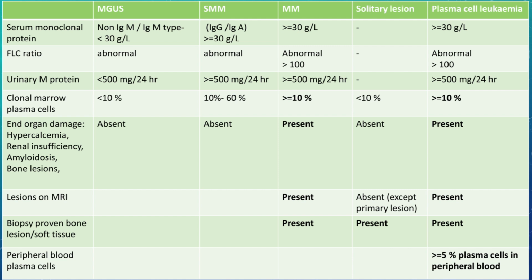Lesions on MRI are absent except for the primary lesion, and a biopsy proven bone lesion or soft tissue lesion is present. In plasma cell leukemia, all the criteria of multiple myeloma are present, plus there are more than or equal to 5% plasma cells in the peripheral blood.